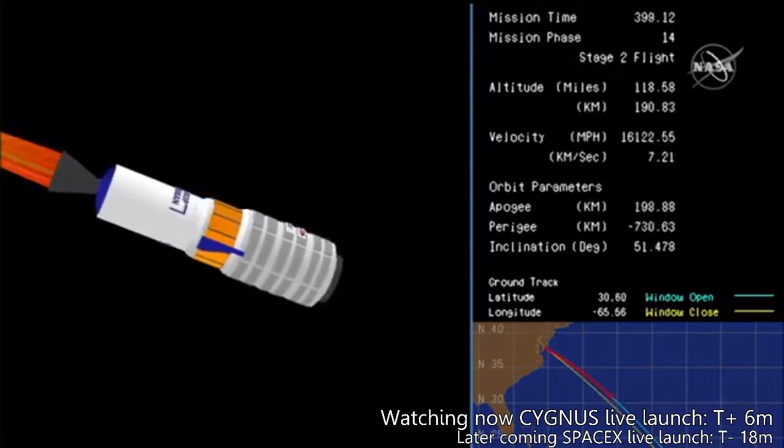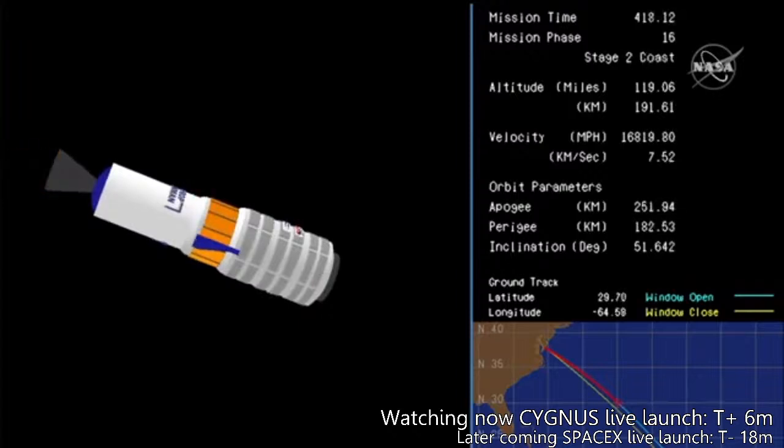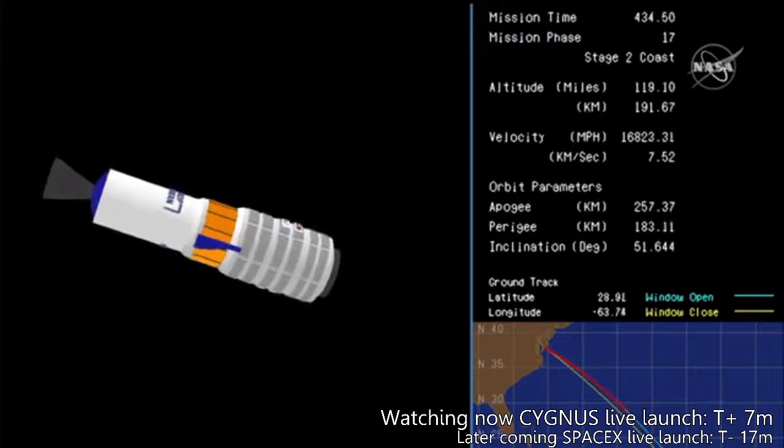Six minutes, 40 seconds into the flight, standing by for stage 2 burnout. Stage 2 tail off. Stage 2 burnout. And Cygnus has reached the preliminary orbital insertion. Antares will coast for roughly 100 seconds prior to payload separation. And as you heard, the next major event will be Cygnus's separation from the second stage.